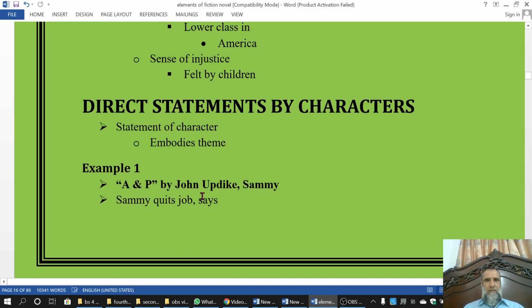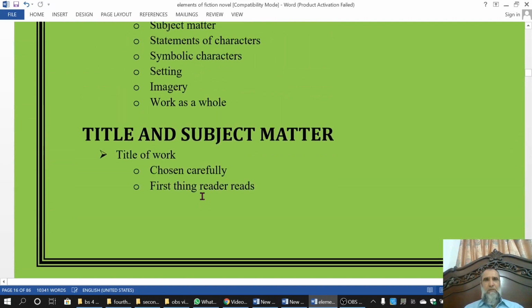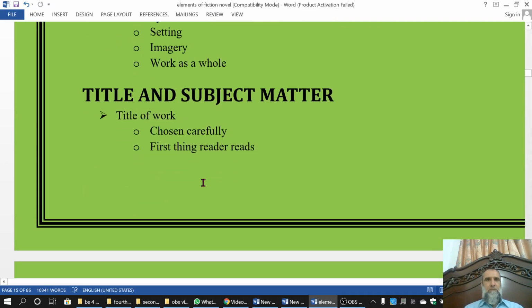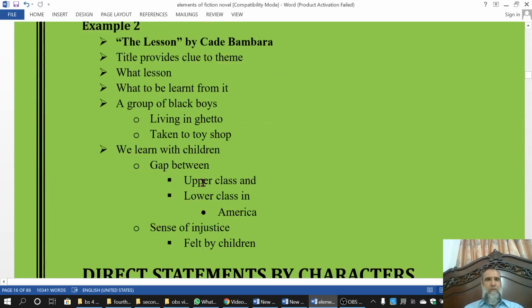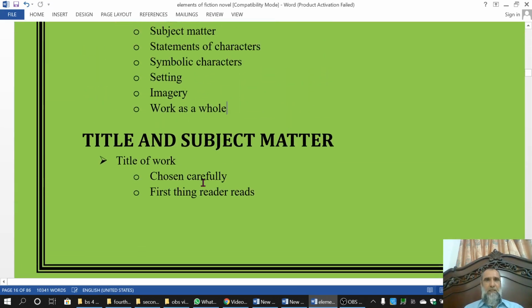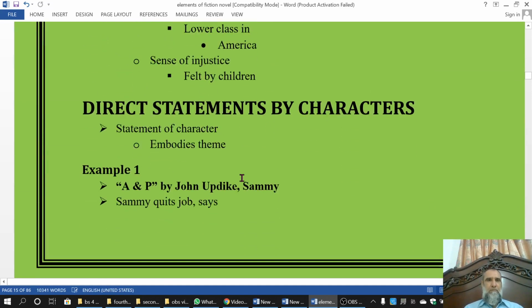The next important place from where we can get the idea about the theme is the subject matter. How does the subject matter tell us about the theme? Yet another is the statement of the characters. The first two actually are included in this topic, the title and the subject matter, and the statements of characters is now discussed.